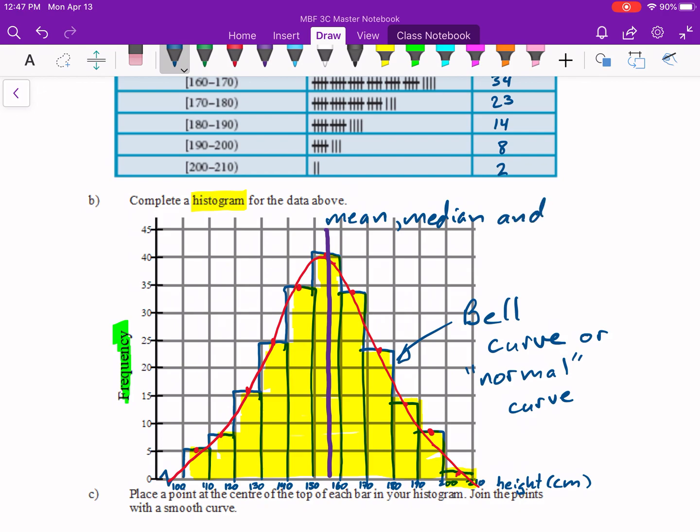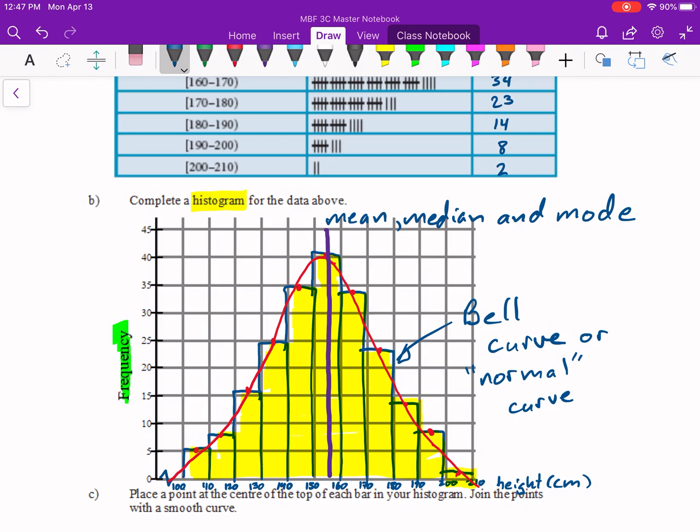If it's perfectly symmetrical, then they will be exactly in the middle. But if it's slightly off, then that purple line I just drew might be slightly off as well. Definitely, we can see without doing any calculations that the mode is between 150 and 160. It's the highest bar. It's got the highest frequency. But the mean and the median, there and there as well.